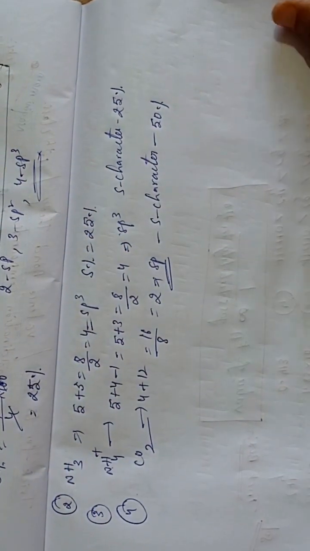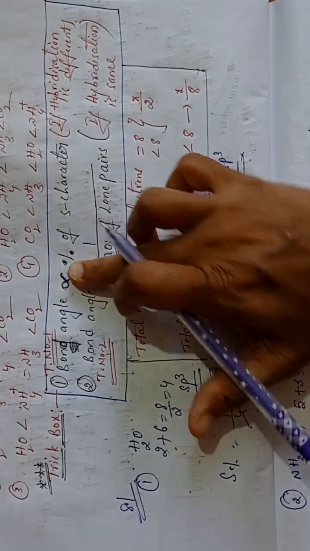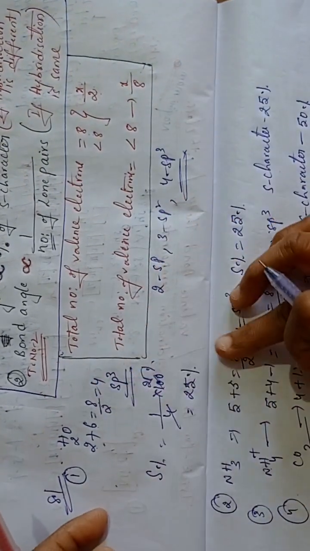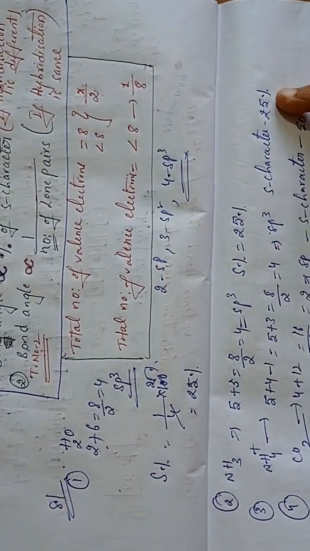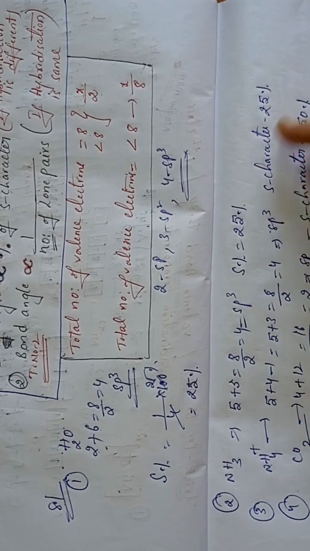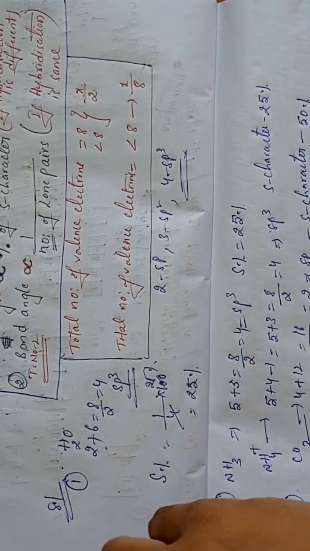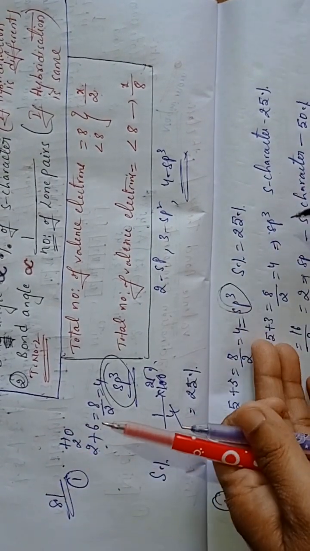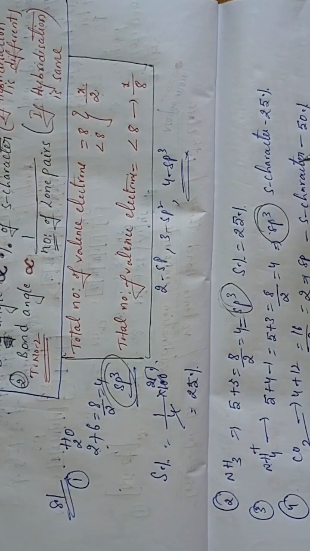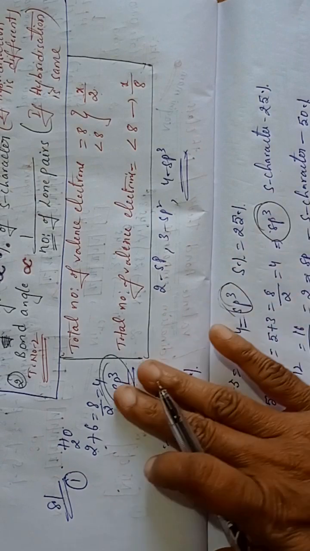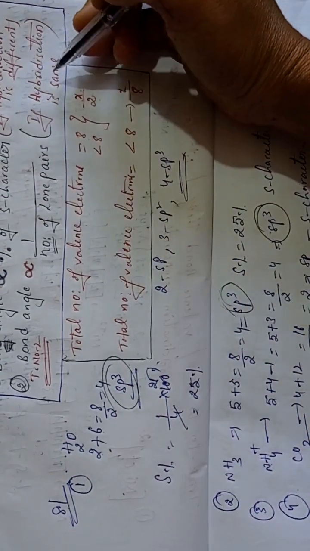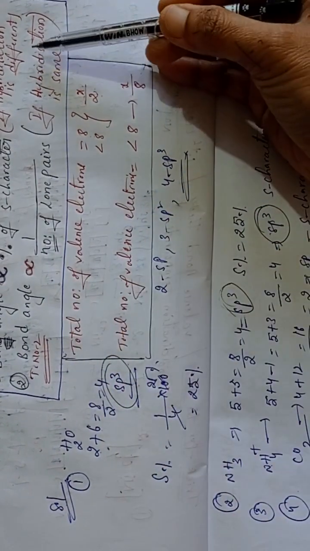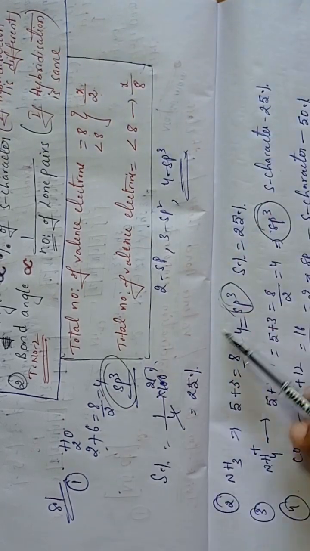Okay, now trick number 1. What is trick number 1? Bond angle is directly proportional to the percentage of s character. Now if you see the first, second, third, these 3 compounds, students, the s character is the same, 25%. The hybridization is also the same, sp3 here, sp3 here, also sp3. If hybridization is the same, then we have to go for the second trick. Are you understanding, students? Because hybridization is the same for 3 compounds.